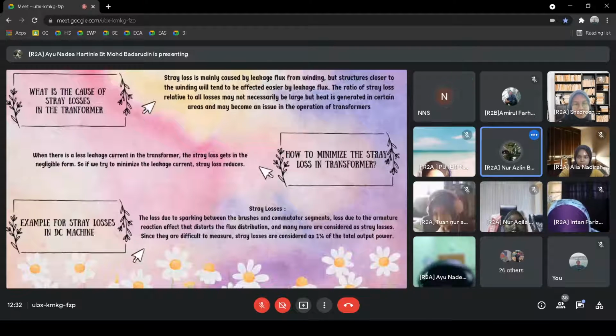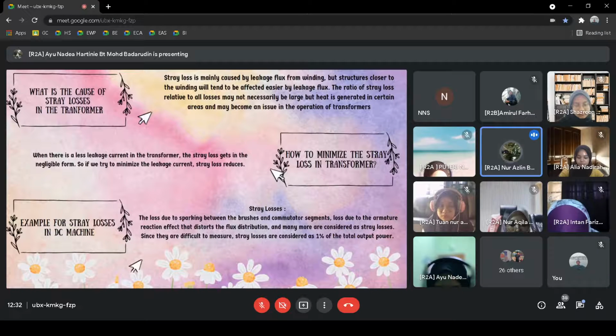Okay, lastly, example for stray losses in DC machine. The loss due to sparking between the brushes and commutator segment. Loss due to the armature reaction effect outside the flux distribution.